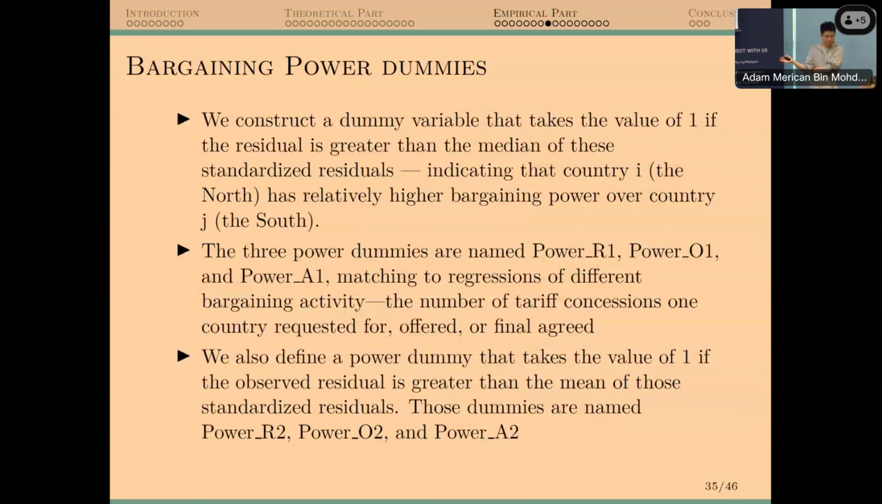The theoretical model of gamma is between 0 and 1, right? It's bargaining power. So bargaining power is absolute 0 or 1? Yeah, it can be any number in between. Yeah, so that's why, except for the dummy variables, we can use the standardized residuals as a bargaining power proxy.